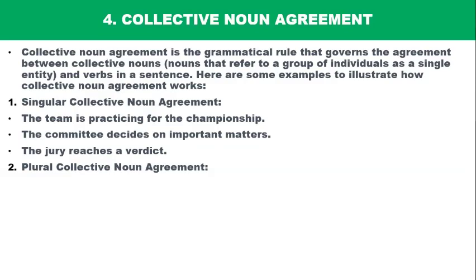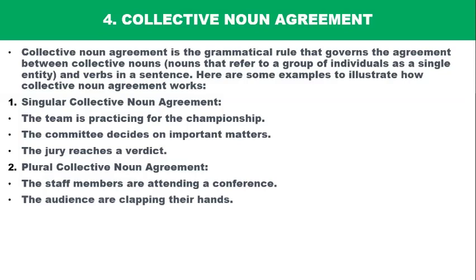For example, the staff members are attending a conference. In this sentence, the collective noun staff members is considered as a group of individuals, so it agrees with the plural verb are. Okay. The audience are clapping their hands.